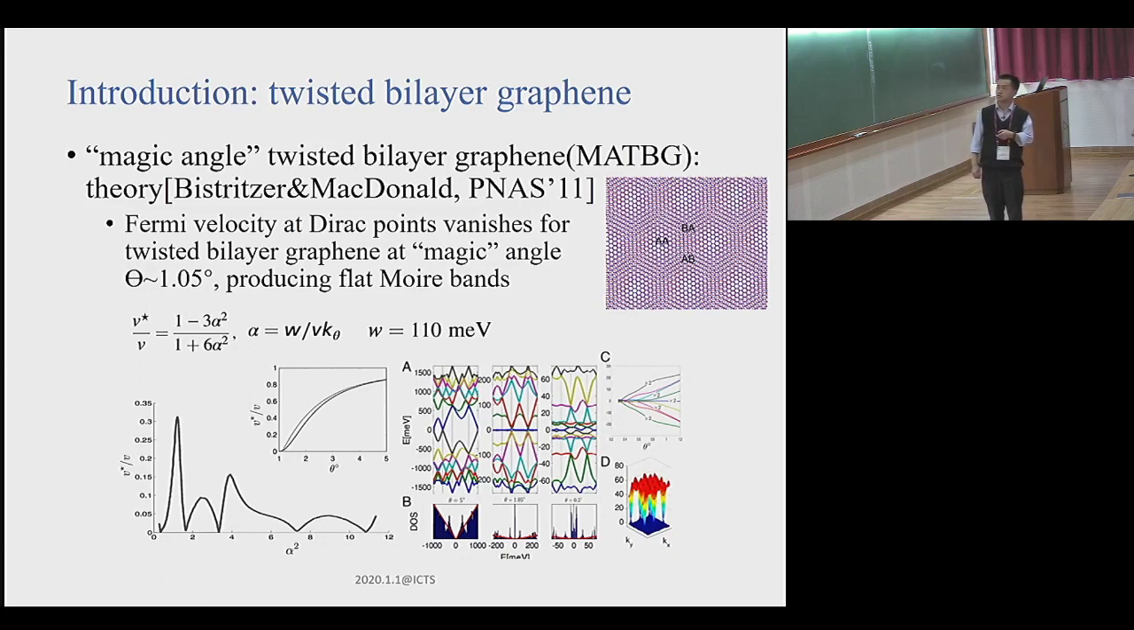And actually, not only does the Fermi velocity become zero, the entire Moiré band becomes somewhat flat. In this original paper, MacDonald's work, at the 1.05 degree twist angle, the Moiré band becomes really flat. And there are other magic angles, a sequence of magic angles. Other magic angles, I don't think they have a very simple interpretation though.